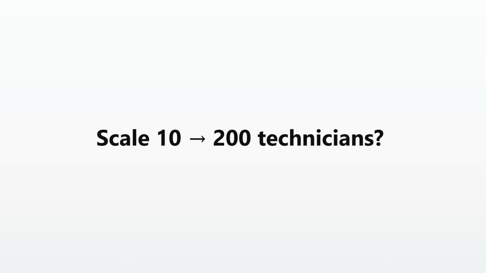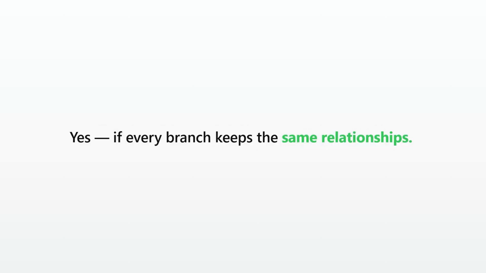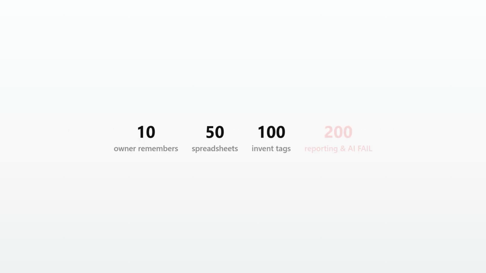Yes, if every branch keeps the same record relationships. At 10 techs, the owner remembers exceptions. At 50, managers build spreadsheets. At 100, branches invent tags. At 200, reporting and AI fail when context becomes inconsistent.